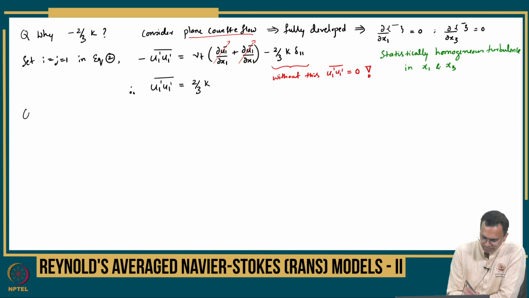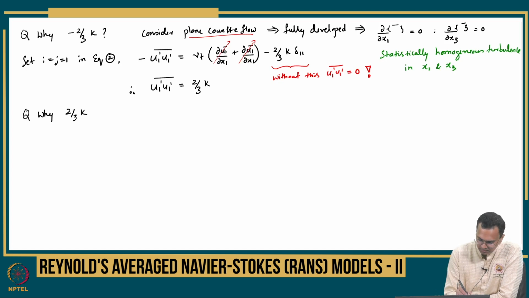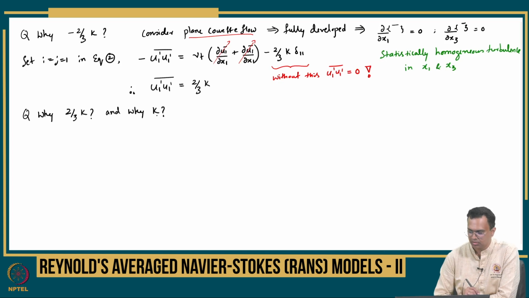Now the other question. Why 2/3 k, or at least we will say why k itself? Why 2/3 k, and why k? Two questions. Why are we using turbulence kinetic energy?